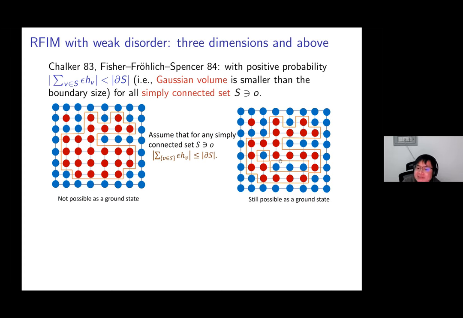That is, we do have a red spin at the origin, but the red component is not simply connected. There are holes inside. This is still possible, even in light of their result. So at this point, we still don't know whether the long-range order exists or not. But this does provide very good evidence that the long-range order should exist. And as we will show later, in fact, this is perhaps the main technical input for why the long-range order exists in this case.